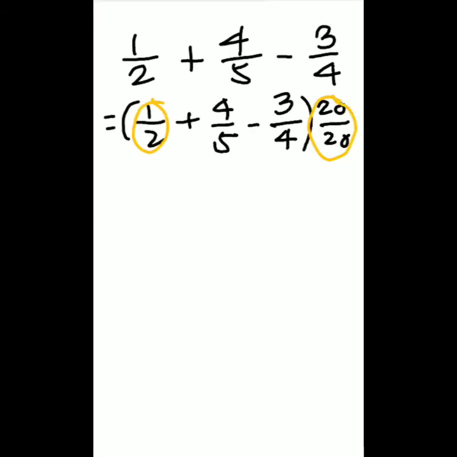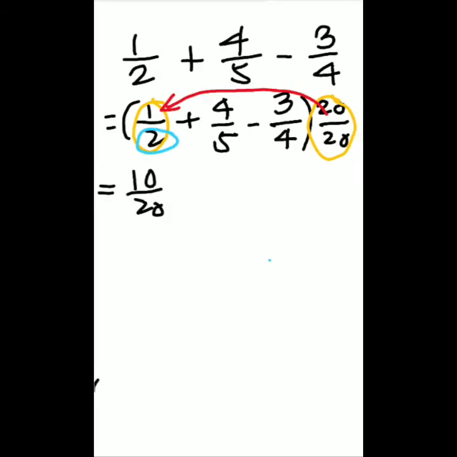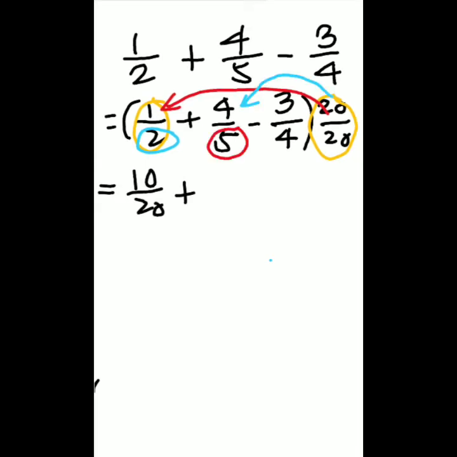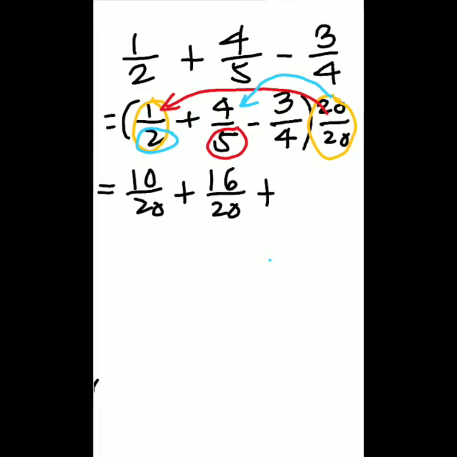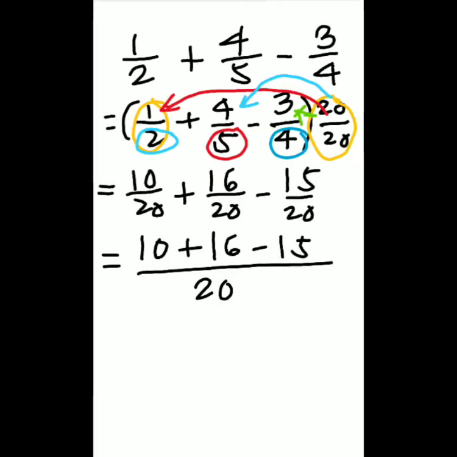If we multiply the fraction 1/2 by 20/20, 1 times 20 then divided by 2 and write down the denominator 20. If we then multiply the fraction 4/5 by 20/20, 4 times 20 then divided by 5 and write down the denominator 20. If we also multiply the fraction 3/4 by 20/20, 3 times 20 then divided by 4 and write down the denominator 20.